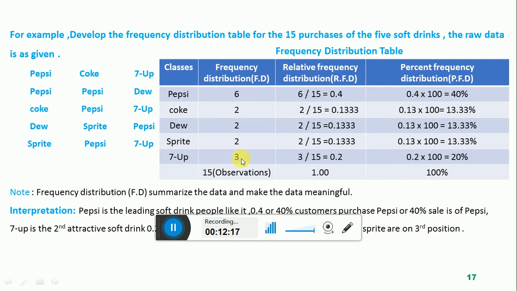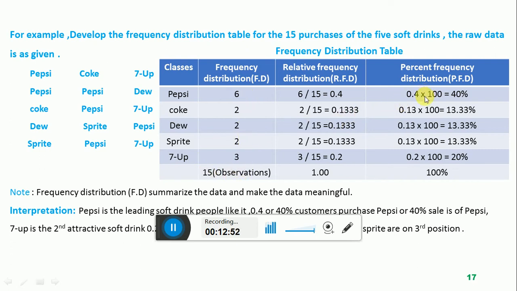Frequency of the class divided by the total observations. 3 is the frequency of the class 7-Up, and we divide by the total observations 15, so we find 0.2. So in this way we can compute the relative frequency distribution for a particular class or data item by dividing the frequency of the class by the total number of observations. The total number of observations is 15.